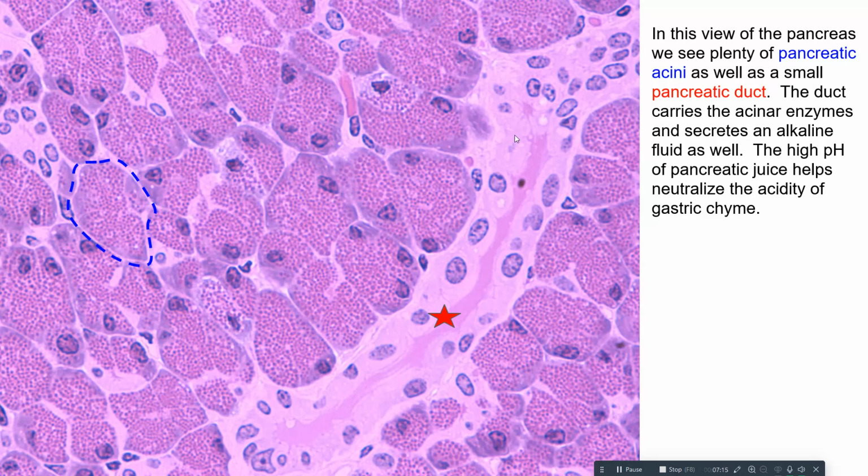This little duct will carry the enzymes, then add its own fluid, and that fluid is basic or alkaline, which is going to help neutralize the acidity of the chyme coming from the stomach.